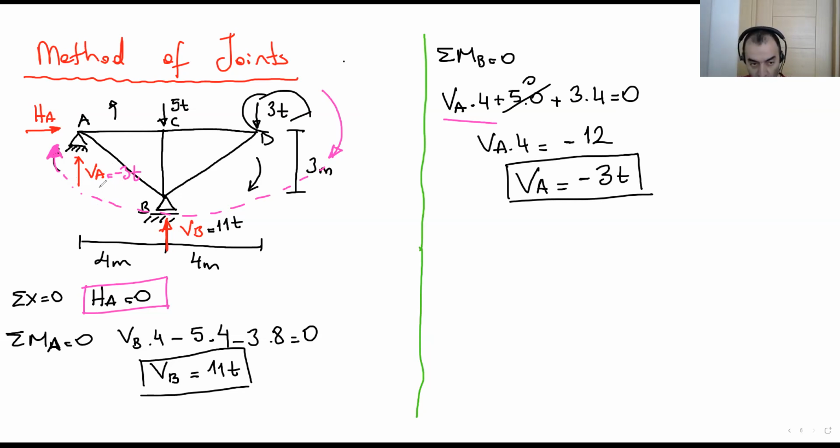What we are gonna do in the next, we will take out each joint one by one, and then we are gonna write the equilibrium equations for each joint. So we are gonna calculate the internal forces on the members.